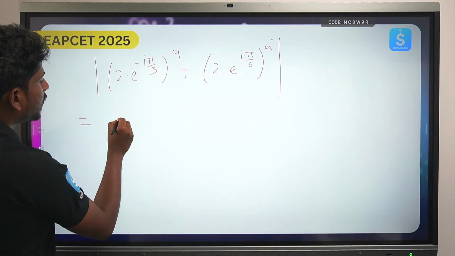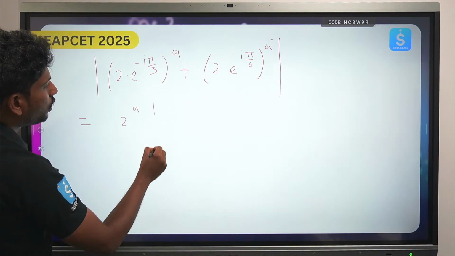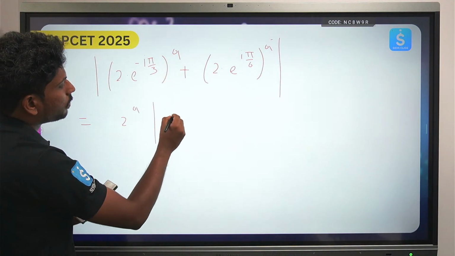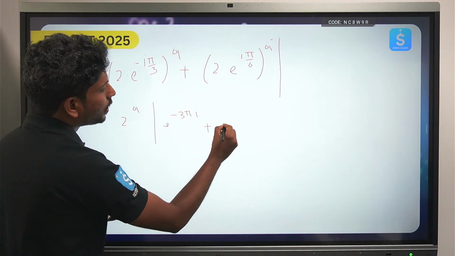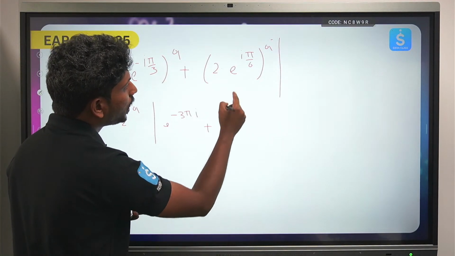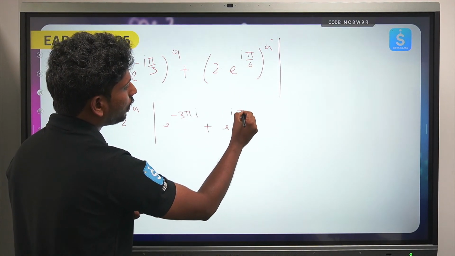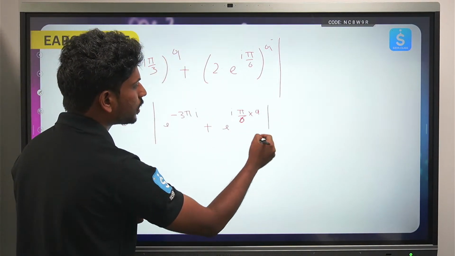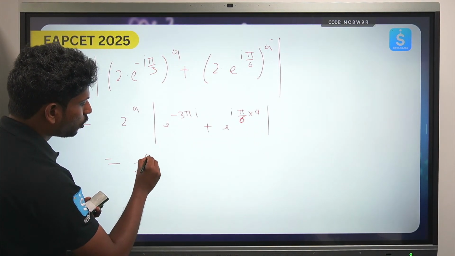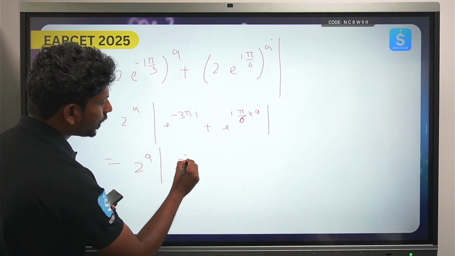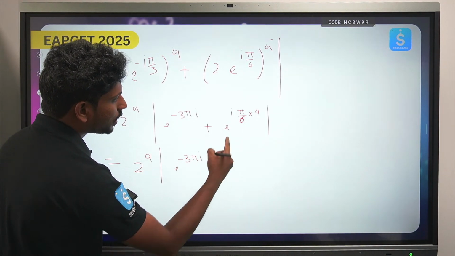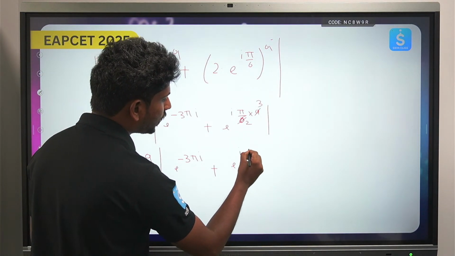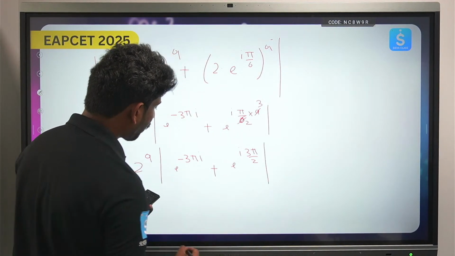Now you see here, I can write this as 2 power 9 into, I can just bring 2 power 9 out, and e power, here I can directly multiply by 9. So this will become minus 3 pi i, plus 2 power 9 again, the whole common can be taken, e power i pi by 6, so i pi by 6 into 9. Here 3 into 3 is 9, so this will become e power 3 pi by 2. So 2 power 9 into e power minus 3 pi i plus, this will become 3 2s are 6, 3 3s are 9, e power i 3 pi by 2. Okay, so finally I have this value.